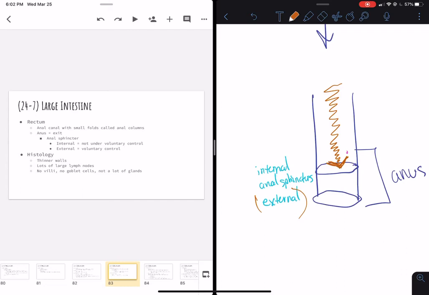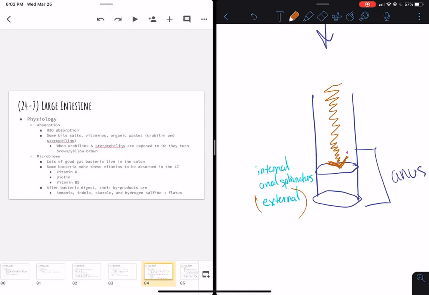So the histology: we have a lot thinner walls in the large intestine. The whole purpose of the large intestine is to absorb any leftover water. We like holding on to water. Water is important. We have lots of large lymph nodes in this area, so again, sampling the environment, making sure that it's all right before it exits. We don't have a lot of villi. It's pretty flat under the microscope. We don't have any goblet cells here, and we don't have a lot of glands. All right, so we're focused on water absorption. We absorb some bile salts, some vitamins, some organic wastes, urobilin and stercobilin, which we talked about whenever we were talking about the breakdown of the heme molecules and the reconstruction of red blood cells.